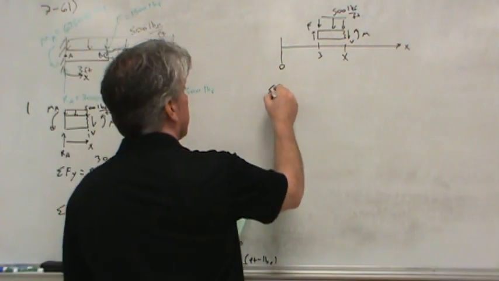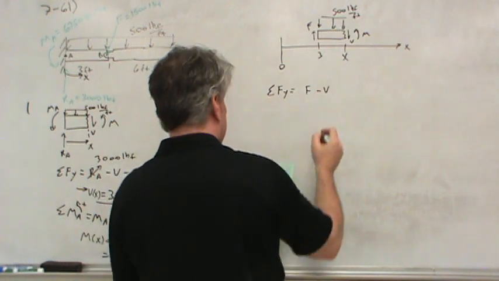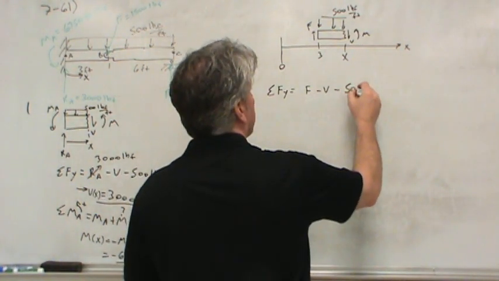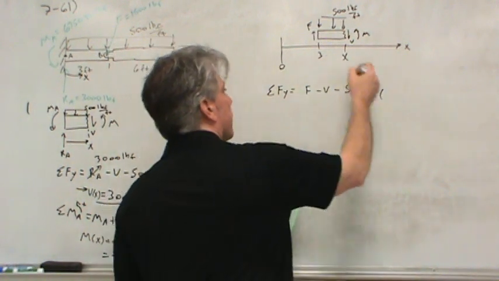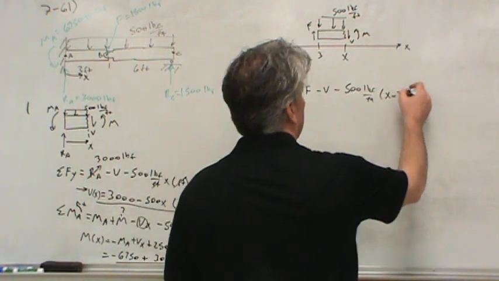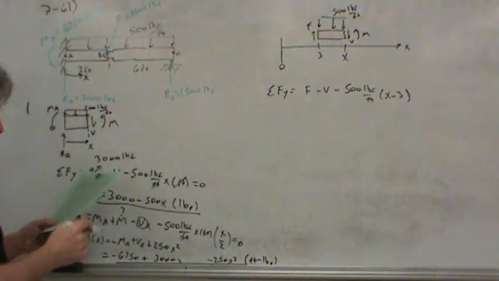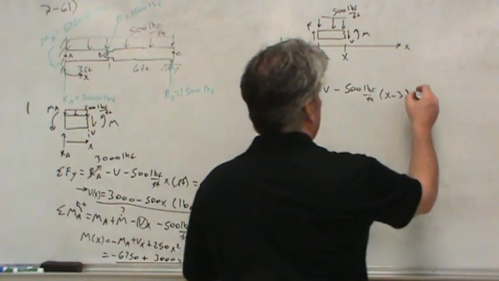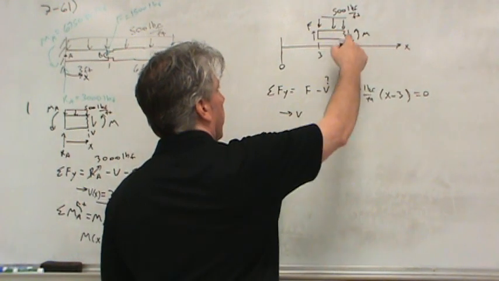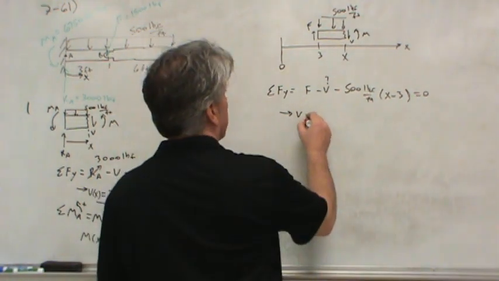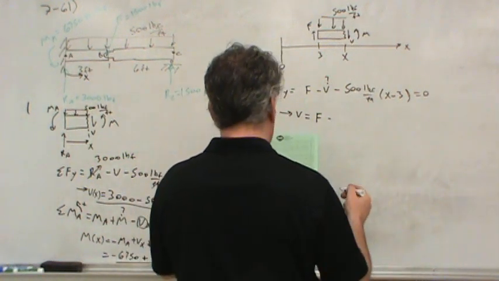So, first things first, some forces in the y direction. Well, there's F acting up, there's V acting down, there's 500 pounds per foot times how many feet? Well, it would be x minus 3. Okay? Remember, I'm measuring x from the very beginning, from the wall, from point A. But this needs to come out to 0. So, solving for the shear, which is what we want to know within the beam, we'd have what? F minus 500x plus 1,500.